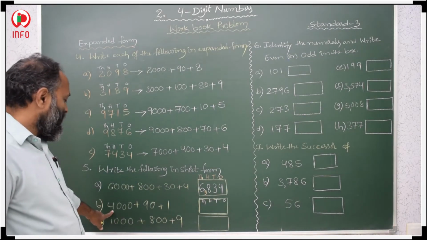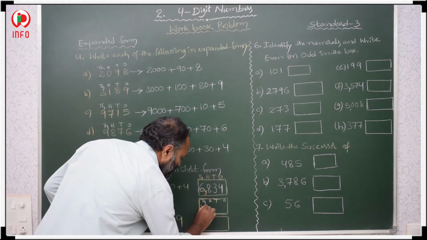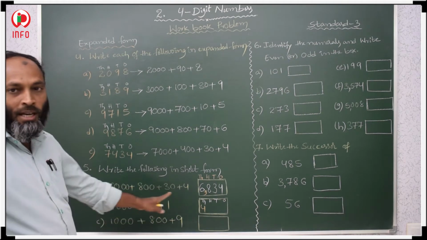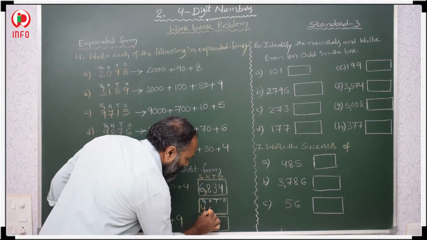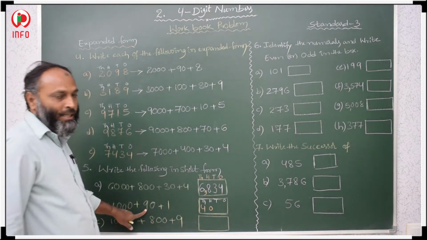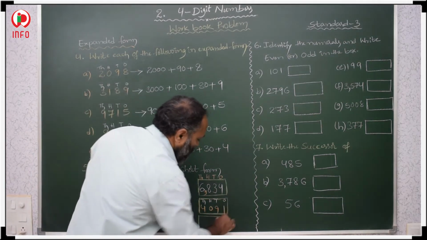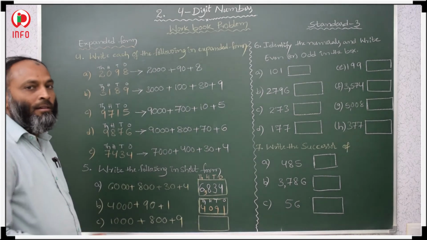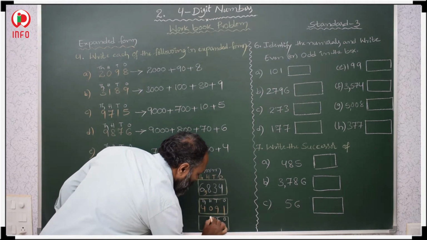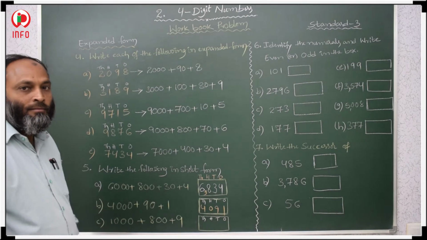Then how many thousands are there here? 4000. So in thousands place 4. Then how many hundreds are there? There is no 100. So hundreds place 0. Then 90 means 9 tens. In tens place 9. And in ones place 1.